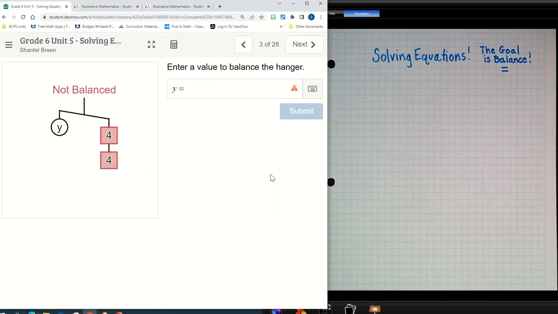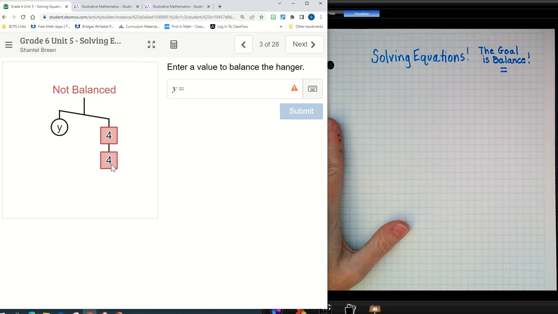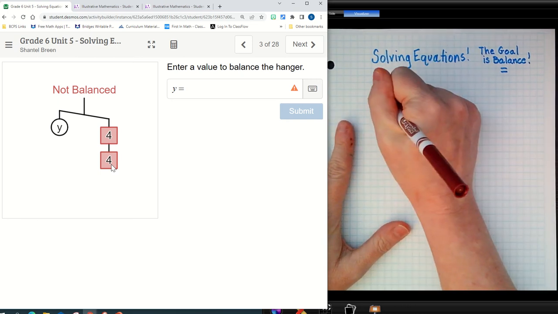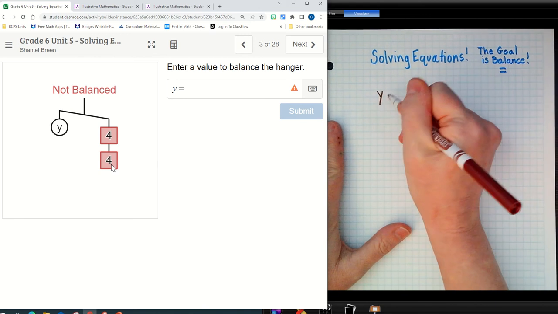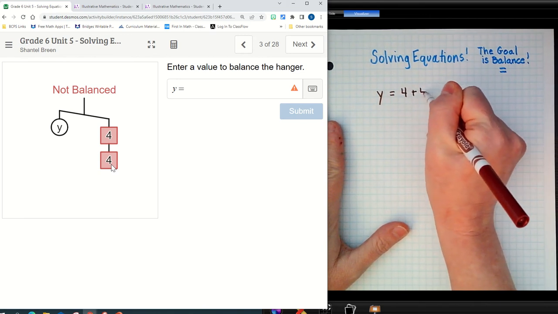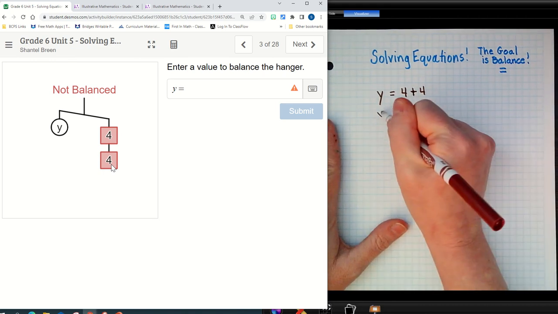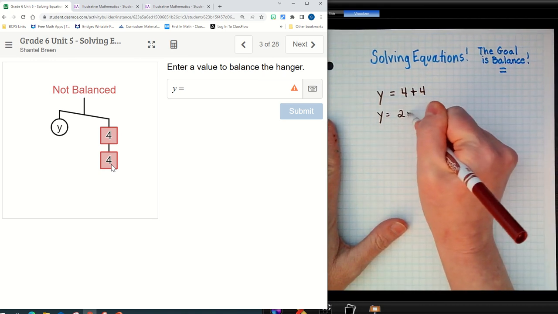So I have a few that we're just going to do together so that you can see, in case you were absent or maybe you just need to see it again. All right, so our first one here, we see that we have a y and we have two 4's. So on one side of the equation we have y, and on the other side we have a 4 plus a 4. Now another way to represent this would be 2 times 4. So y is equal to 2 times 4.